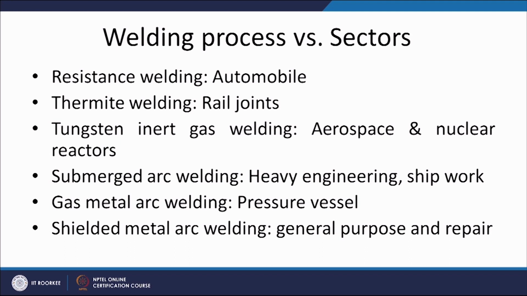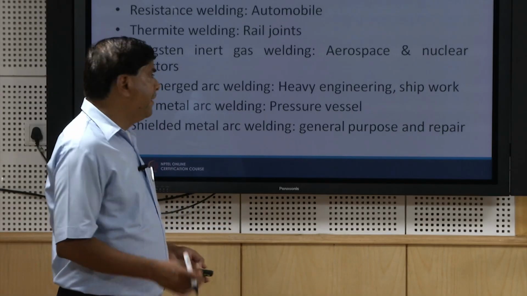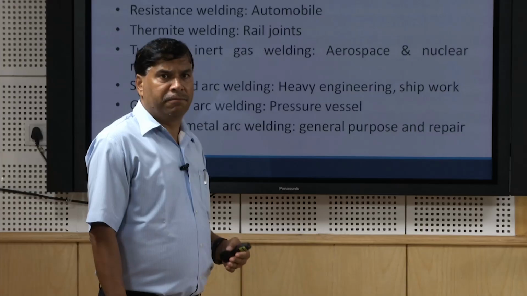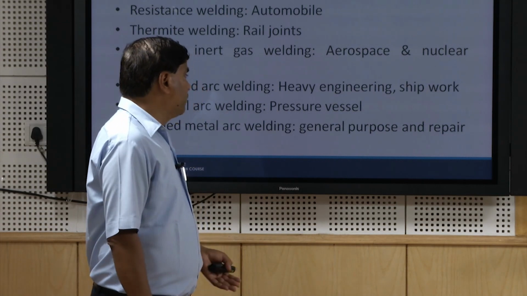Thermite welding is very common for developing the rail joints in the railways, and the gas tungsten arc welding or GTAW process is used for making the high quality joints for nuclear applications, as well as for fabrication of the components for the aircraft. The submerged arc welding process is mainly used for welding of the heavy sections. So it is mainly used in the heavy engineering industry, pressure vessels, and the ship work.